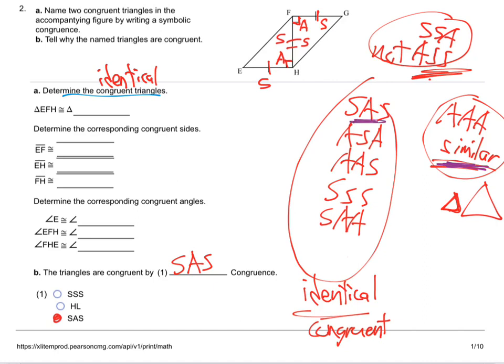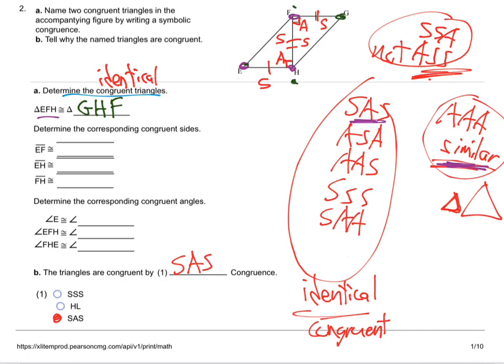Okay, and how do we write it? EFH, the order matters here. EFH, that's going to match up with what? So EFH, E matches with G. So G, H, F. G, H, F. Do you see that? That order is really important.